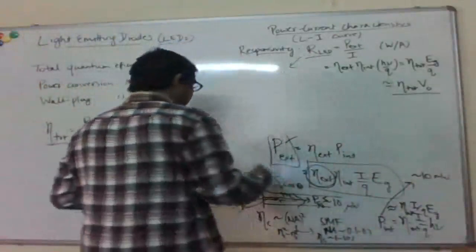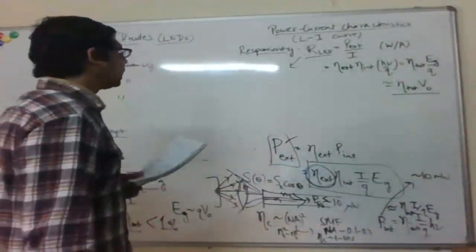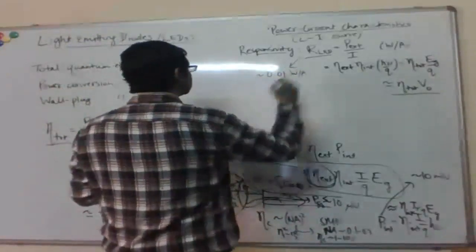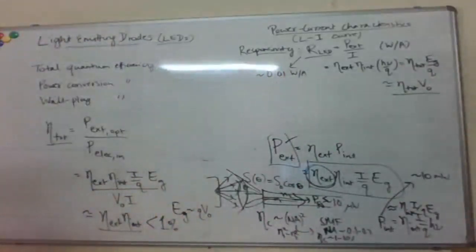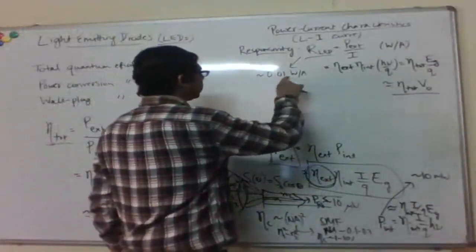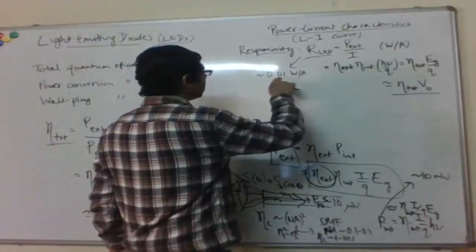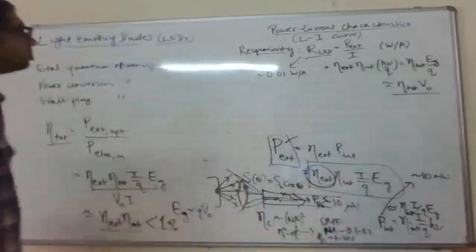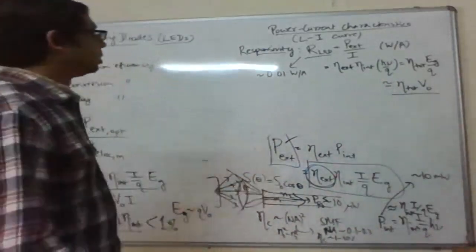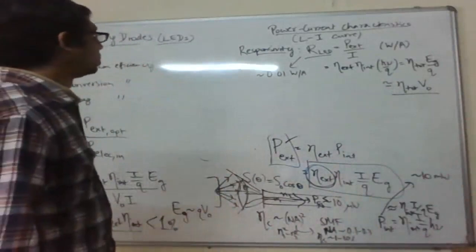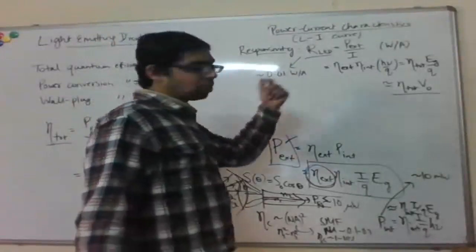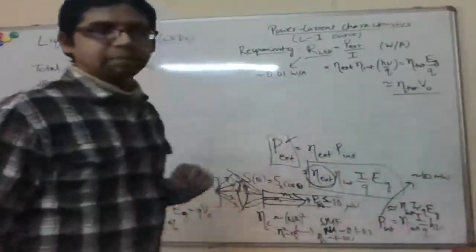If you take a typical C5 LED, this number is about 0.01 watt per amp. So if you send in 1 ampere of current, you get 10 milliwatts. And 1 amp is the max limit of the current that you typically send into these devices. Typical operating currents are in the 100 milliampere range.